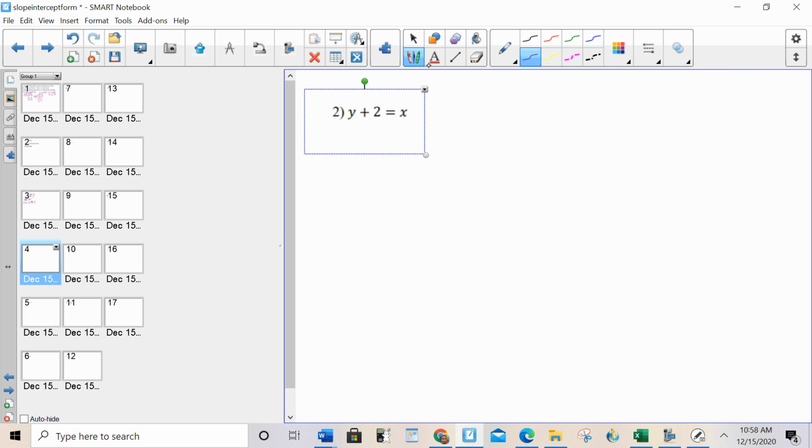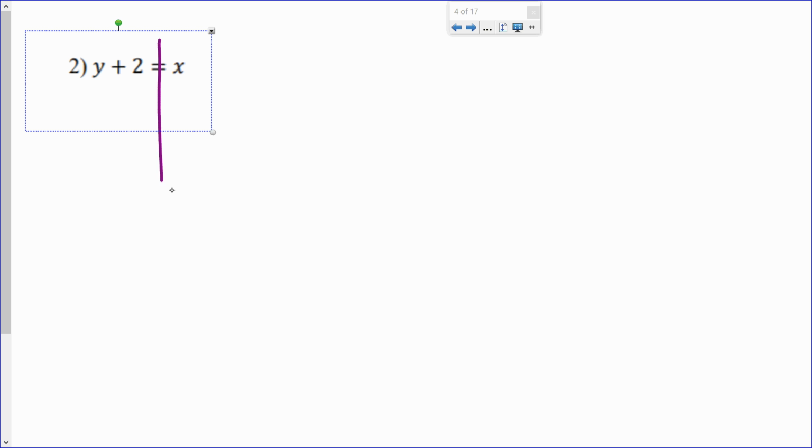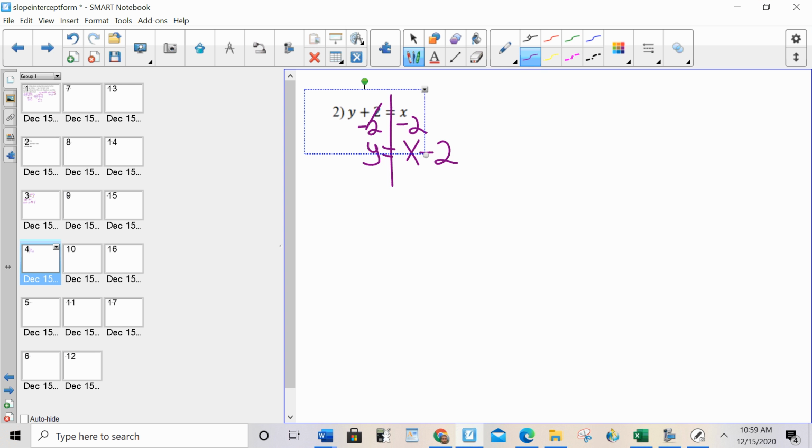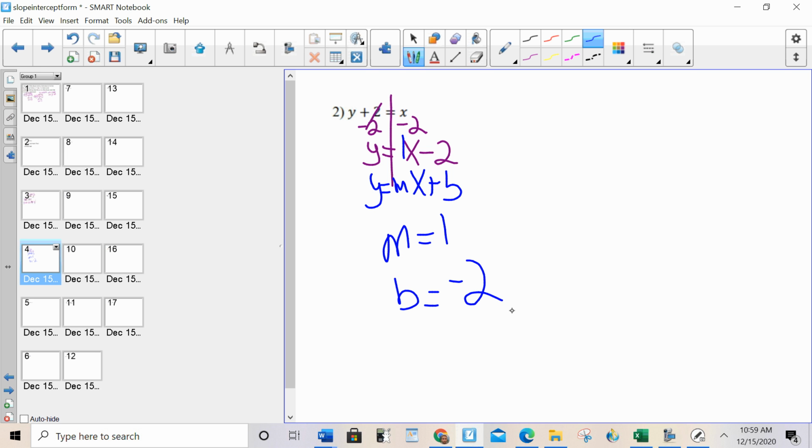So in this example, this is not in y equals mx plus b form because y is not by itself. So to get y by itself, I'm going to subtract 2 from both sides. I can't combine unlike terms. X minus 2 is x minus 2. Now I'm in y equals mx plus b form. So m, the slope, is what's in front of the x. So in this case, m is 1. B, my y-intercept, is -2. Again, slope is m. Y-intercept is b.